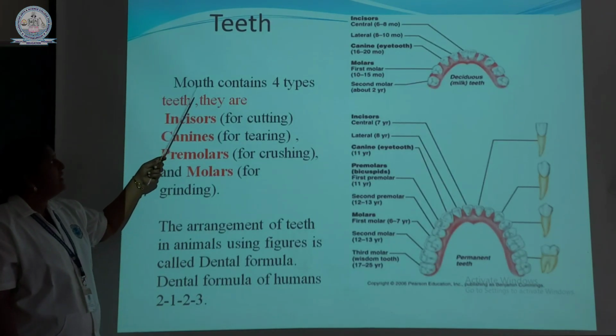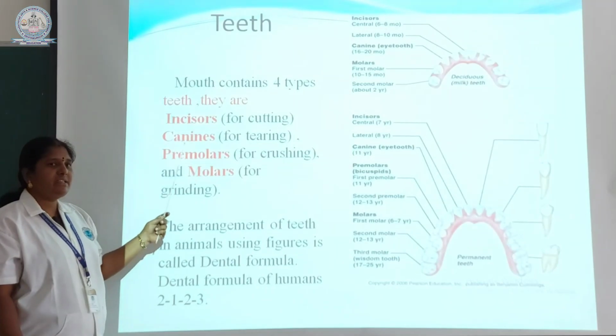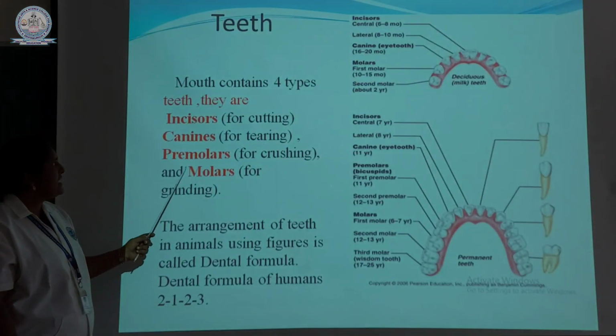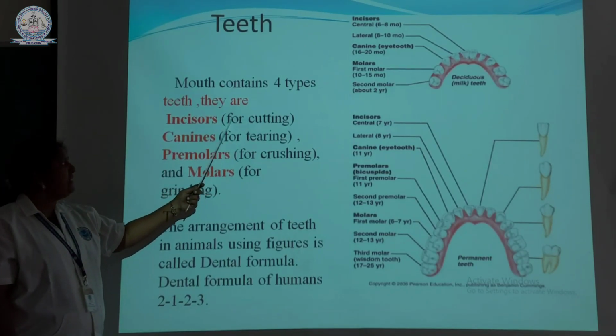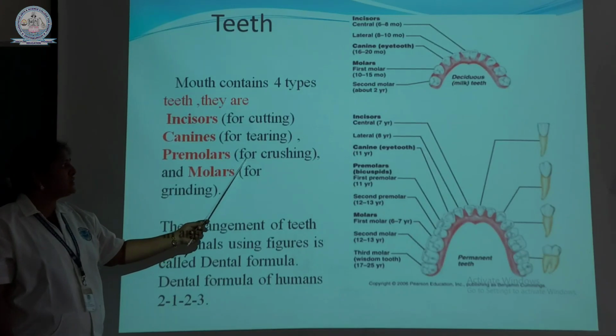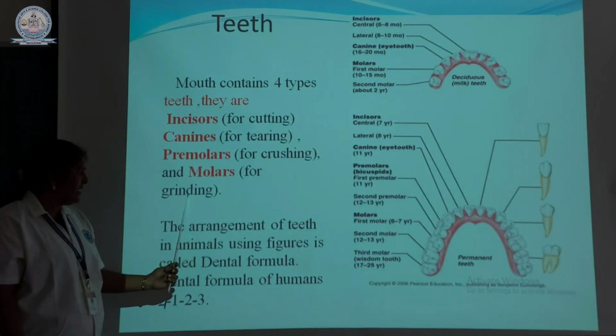Next, teeth. The mouth contains 4 types of teeth. They are incisor, canine, premolar and molars. Incisors are for cutting, canines are used for tearing, premolars are used for crushing the food and molars are used for grinding.